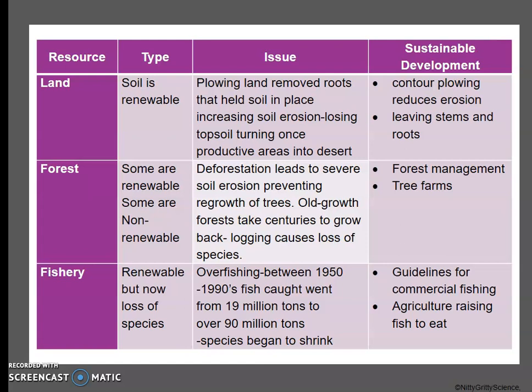which is why the government put commercial guidelines into place to regulate the number of fish that can be caught, which helps keep those populations healthy and stable. We also can farm fish to harvest for food.